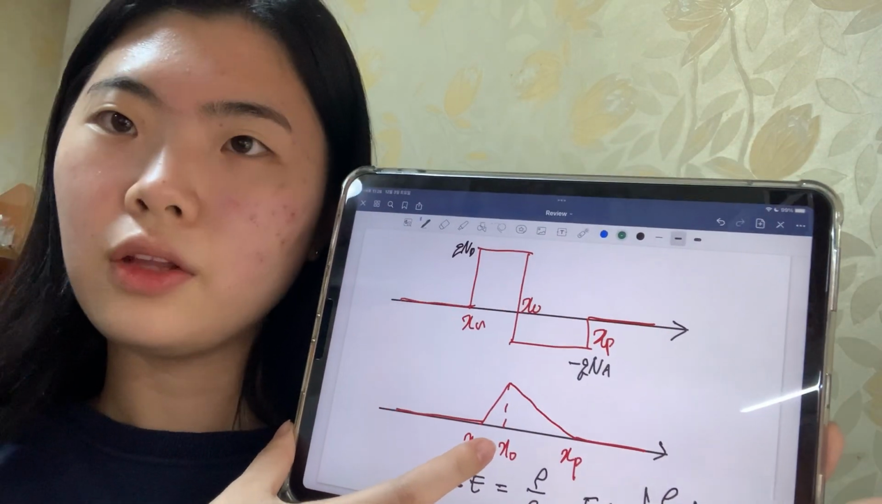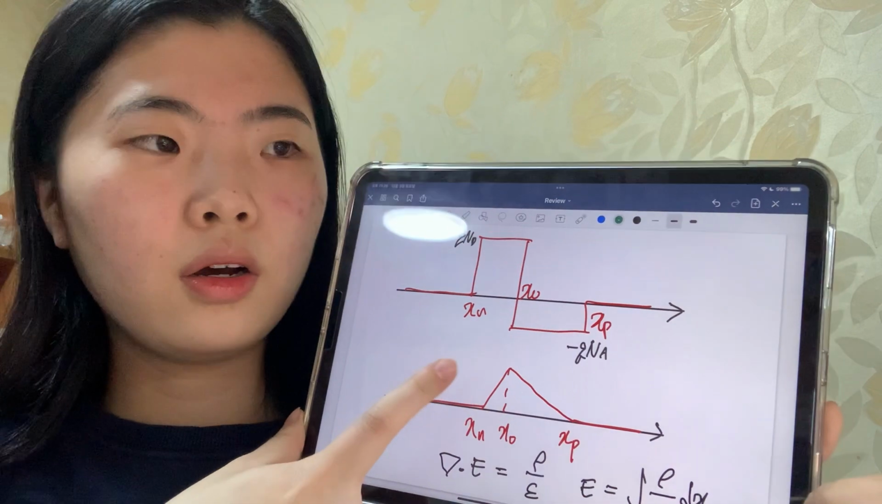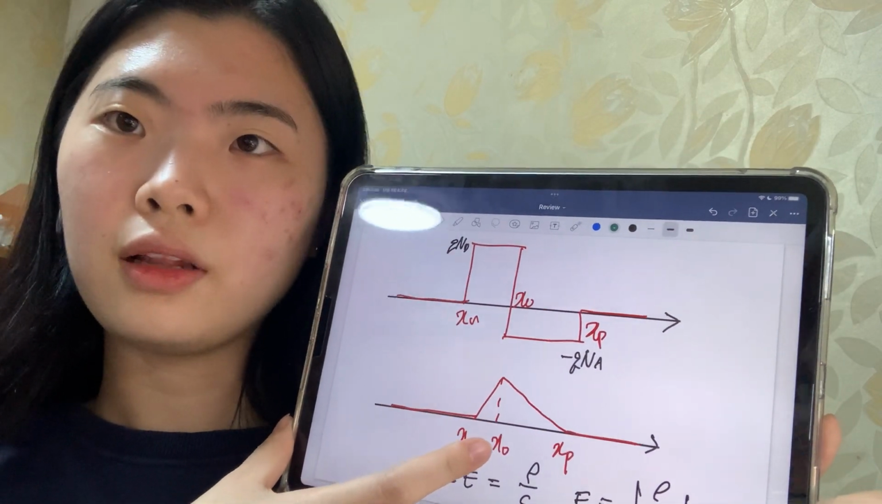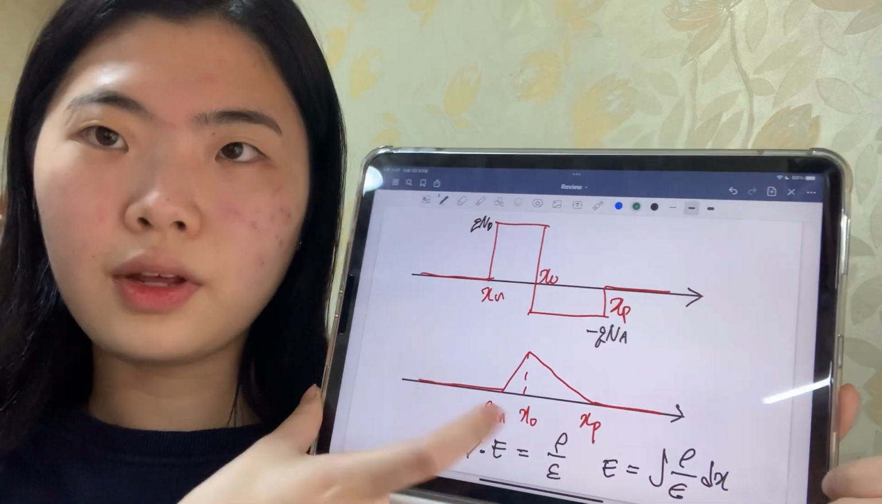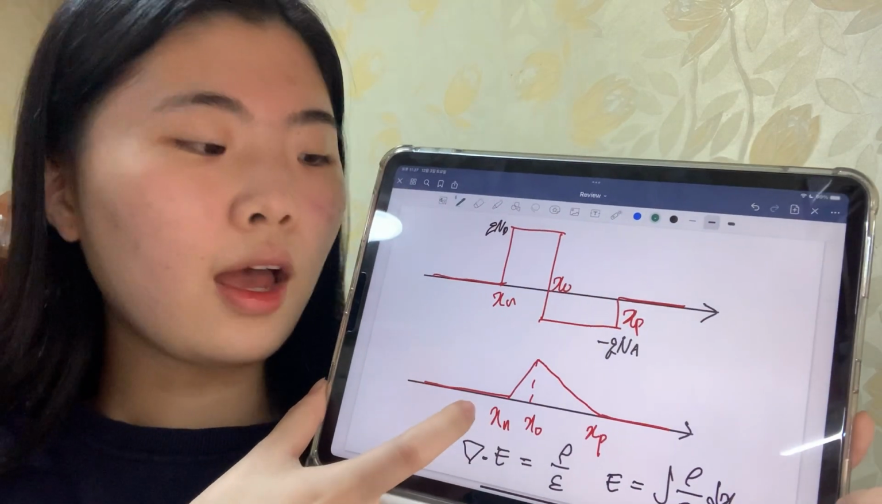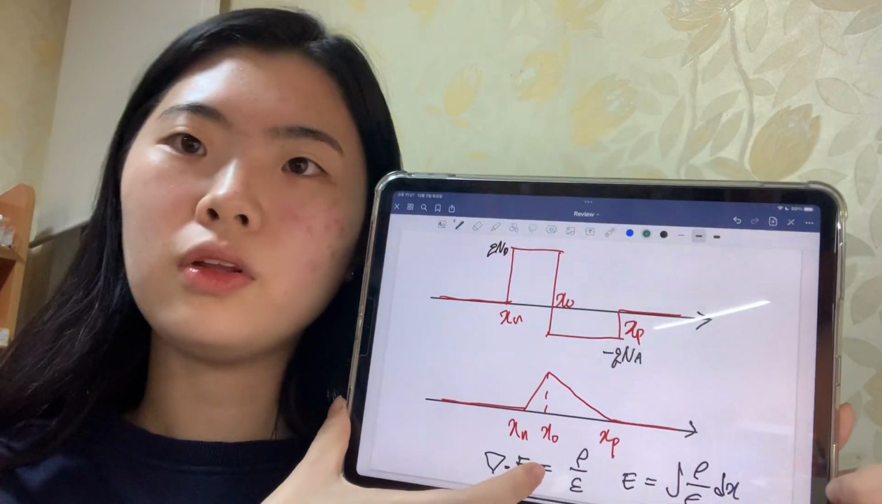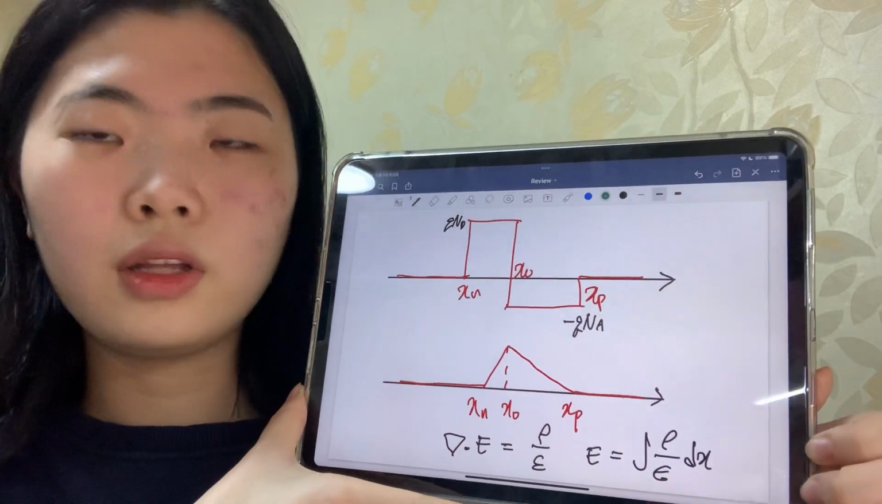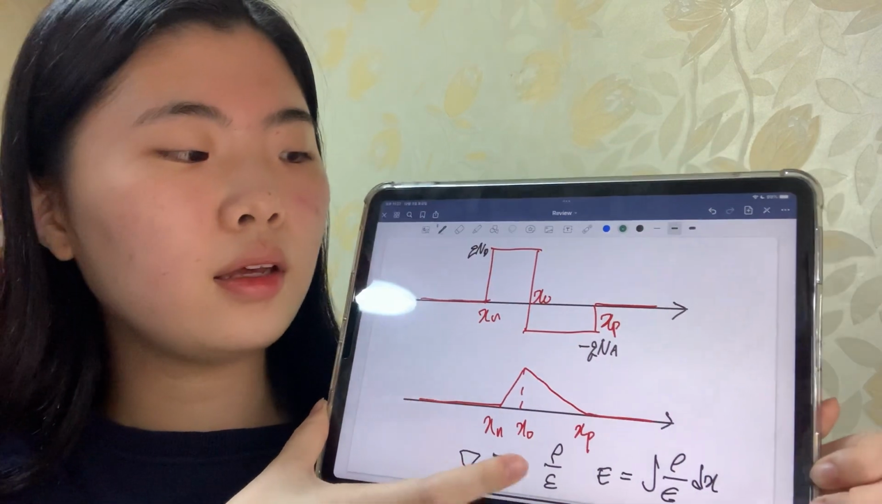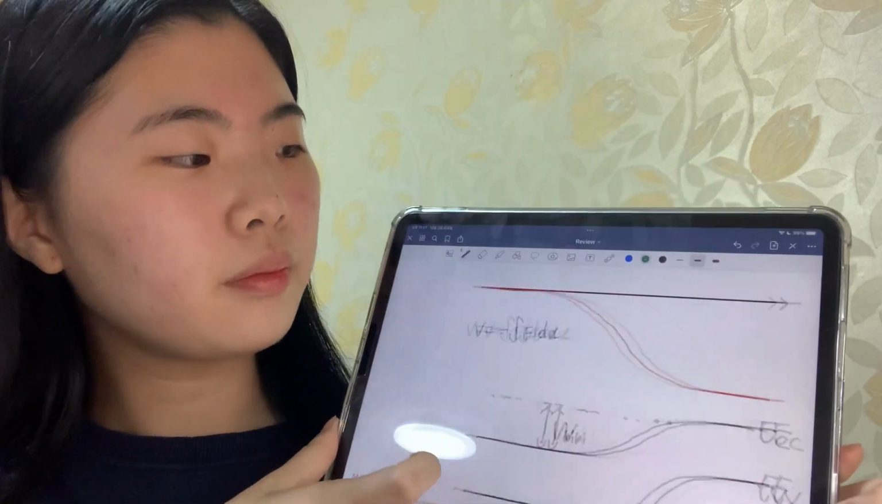Also, we can see that the depletion layer has an electric field, because there is no electric field on the left side and right side. However, from xn to xp, the depletion region has an electric field. This is an important concept, I think, in this chapter.